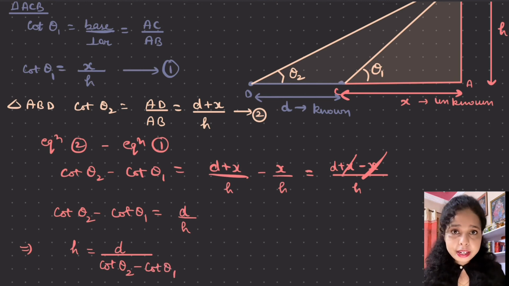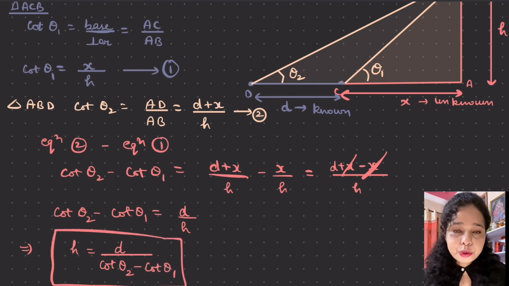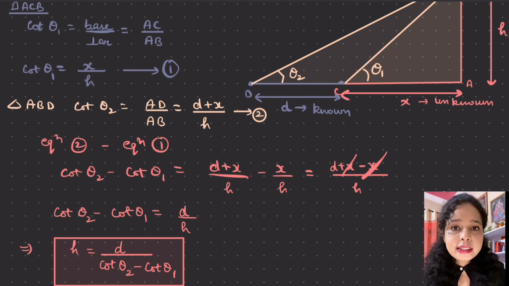As we have already calculated theta 1 and theta 2 with the help of the sextant, to calculate cot theta 1 and cot theta 2 is not a difficult job. So knowing the value of D, that is the distance between points C and D, which is measured with the help of the measuring tape, and knowing the values of theta 1 and theta 2, we can calculate the height of the inaccessible object. So that is all for today.